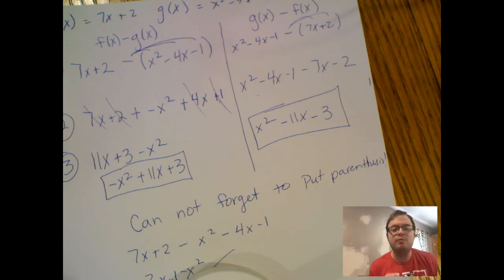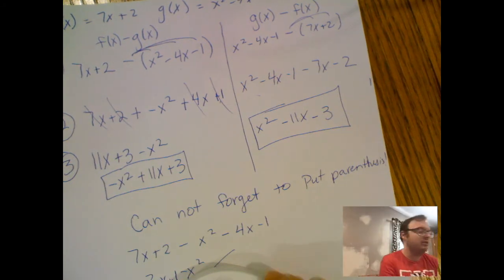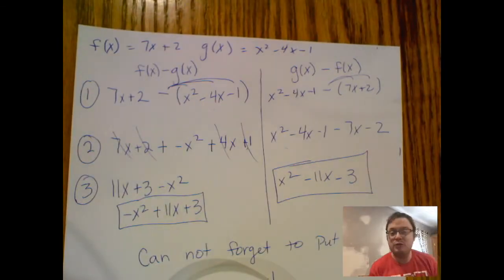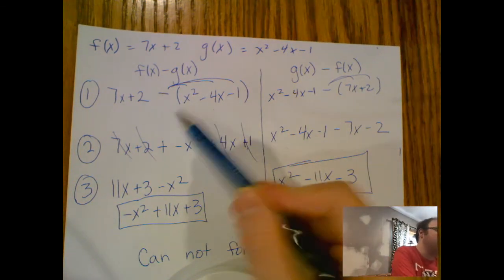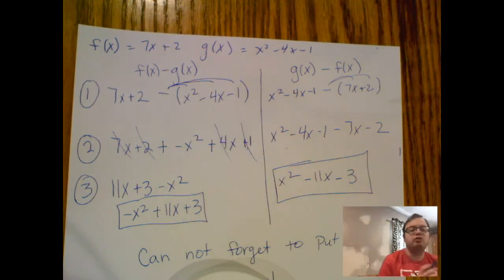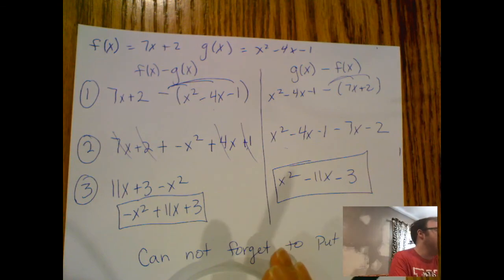So order does matter in which way you're subtracting it. It does matter. So make sure you're putting it in the right order. So I think really the toughest part is making sure you put those in the right order, as well as making sure you put the parentheses here, because the parentheses tells you you're going to have to distribute the negative.